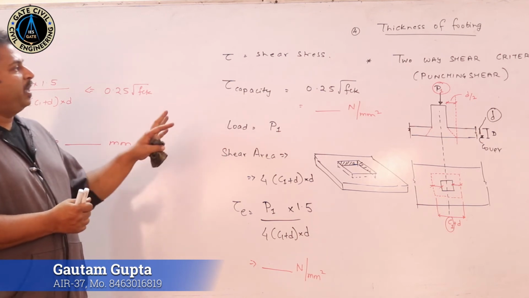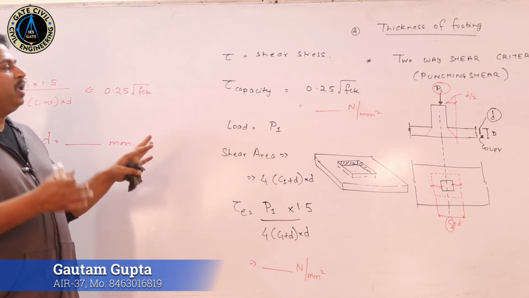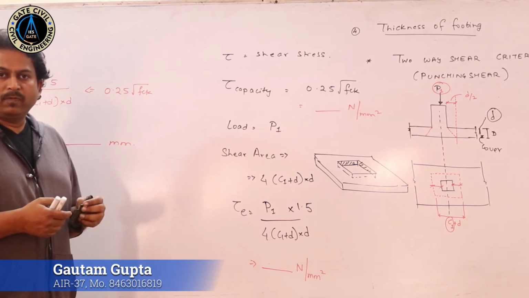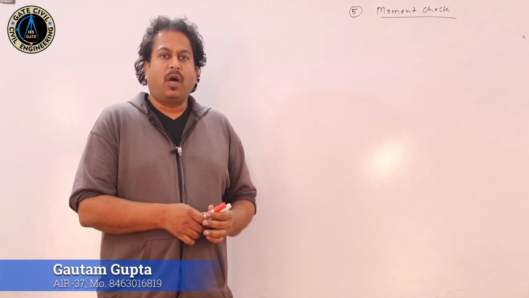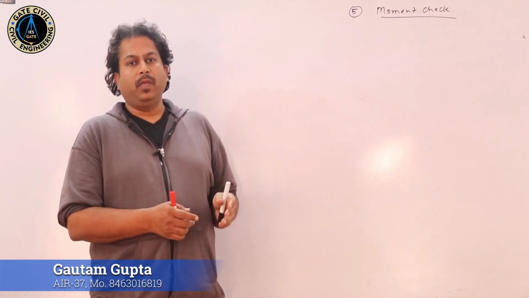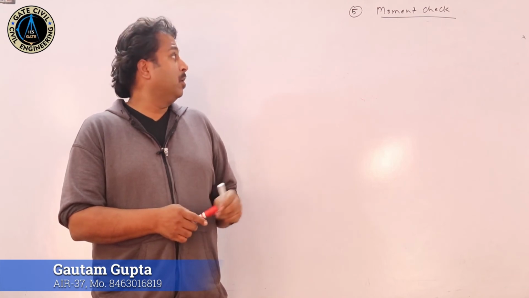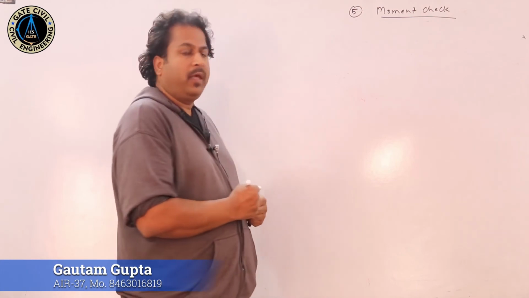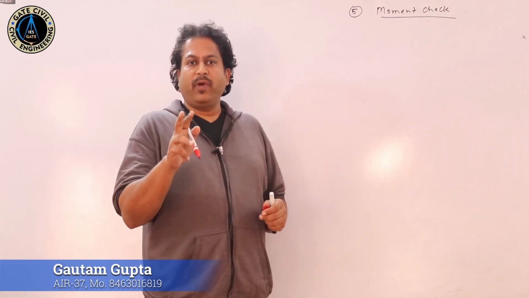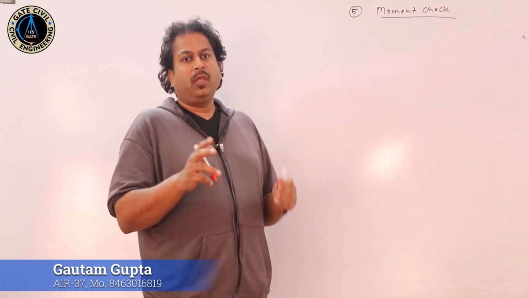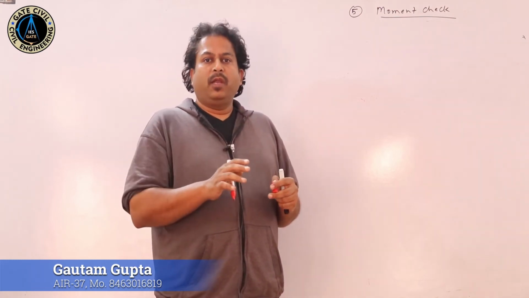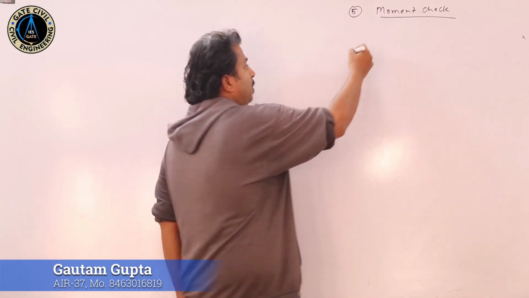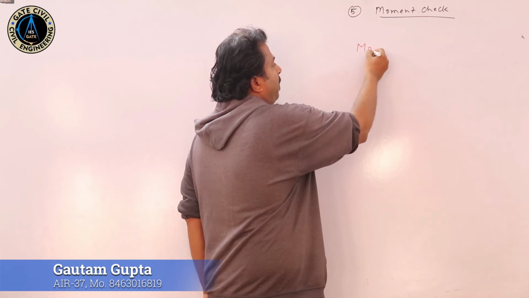So I hope that till now L, B, D and the moment and the shear force diagram, everything is clear to you. So after doing the sizing, that is L, B and calculation of the depth, now we come down to the moment check. Moment, as you know, we have calculated three moments M1, M3 and M5. So these moments should be less than the moment carrying capacity of the concrete.